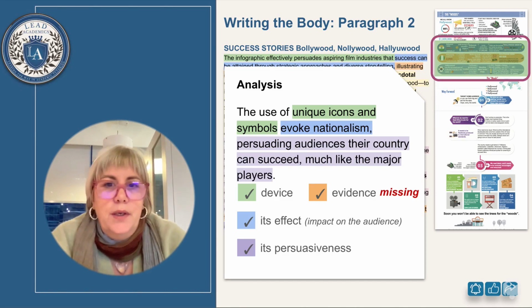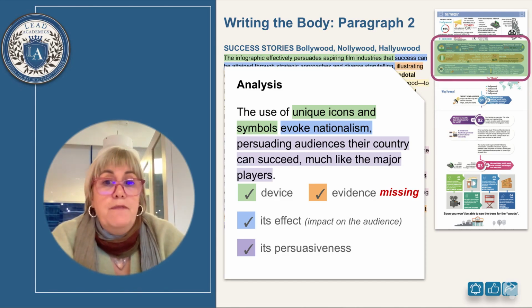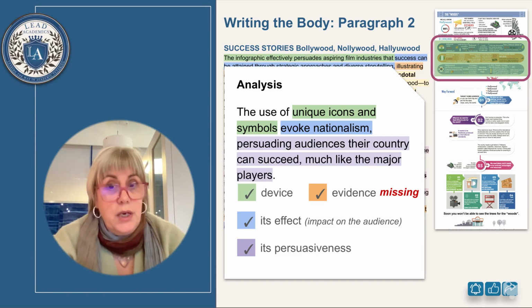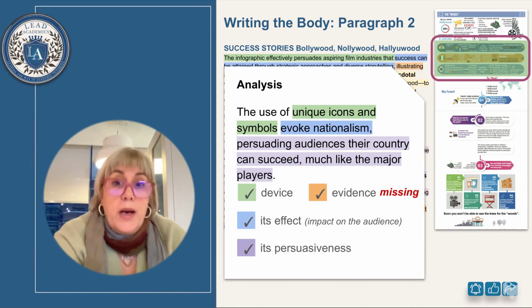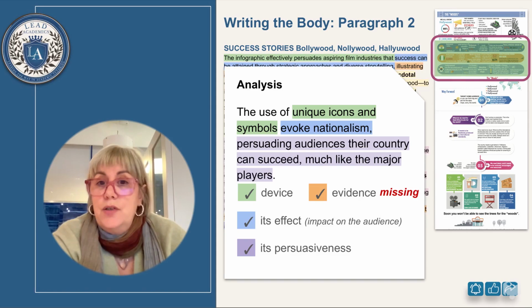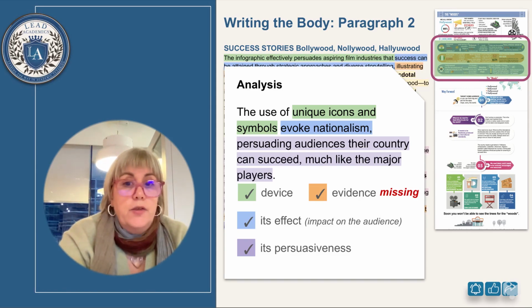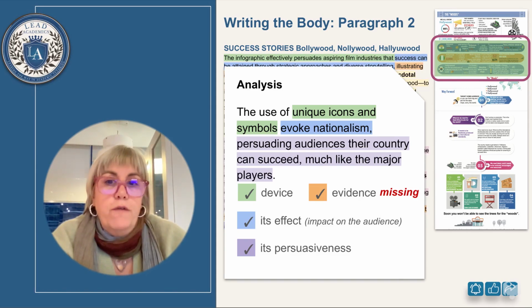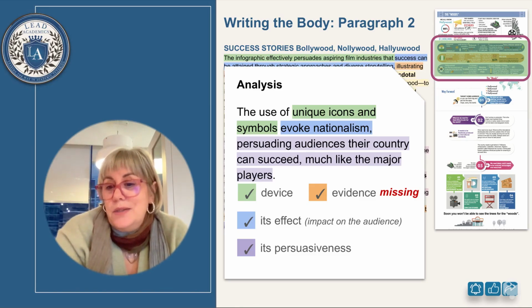What about this one? The use of unique icons and symbols evokes nationalism, persuading audiences their country can succeed, much like the major players. Okay, this is more focused, but the evidence is still missing.